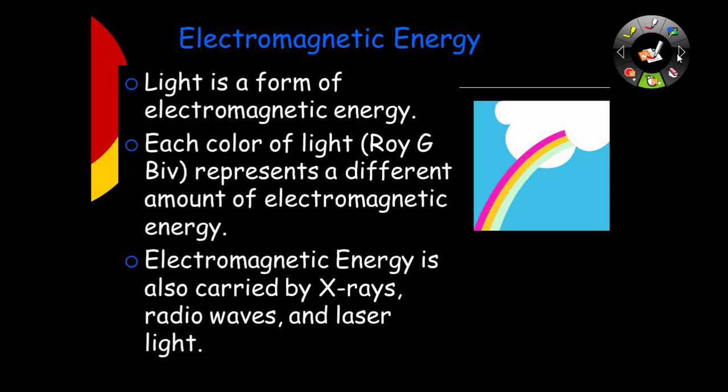Electromagnetic energy is things like light. Roy G. Biv simply are the colors of the rainbow. But there's more than that. There's a whole bunch of the electromagnetic spectrum that you can't see, like X-rays and radio waves, even microwaves. We use all these things to our own benefit in the electromagnetic spectrum.